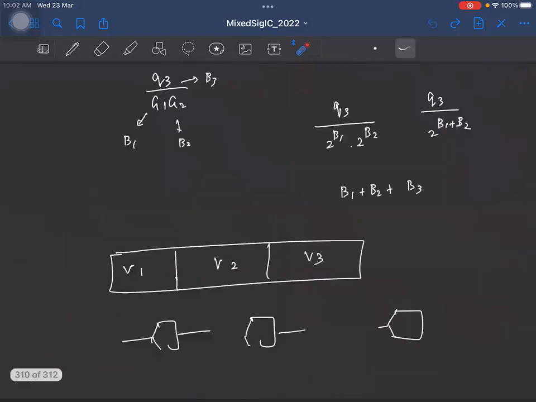Now if Q3 is coming from an ADC which has a resolution of B3 bits, and we saw that G1 we choose as 2 power B1 and G2 we choose as 2 power B2, the overall resolution of this portion is simply B1 plus B2 plus B3. As we also saw, the way to combine these outputs is pretty straightforward. All you need to do is simply concatenate the individual ADC outputs. V1 will be the MSB bits, V2 will be the next, and V3 will be the last LSB bits. That's all.